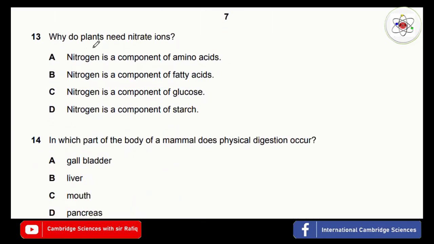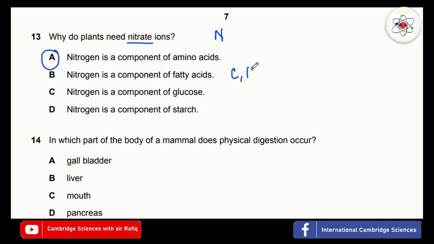Question number 13. Why do plants need nitrate ions? Nitrate ions basically contain the element nitrogen. So nitrogen is a component of amino acid. In amino acid, nitrogen is present. So it should be our correct answer.